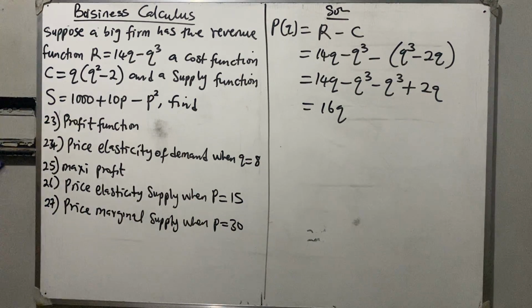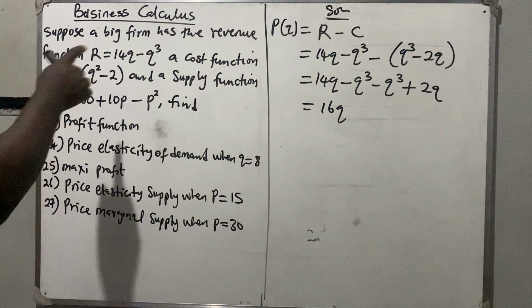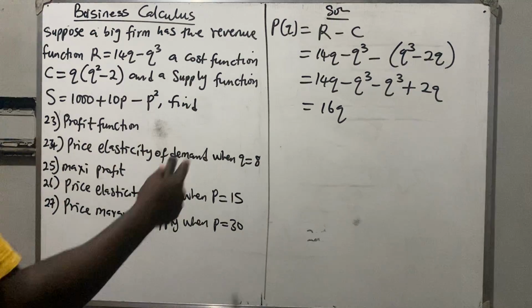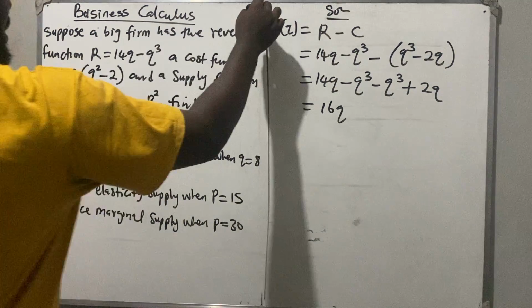Okay? So let me check if there is a problem somewhere. Okay, 14q minus, okay, this is very correct. So we move to the next one. So that is our profit function. Then the next one, I'm thinking that this is squared, but let's check. Okay, it's cubed. So this is our profit function. So that is for question number 23.